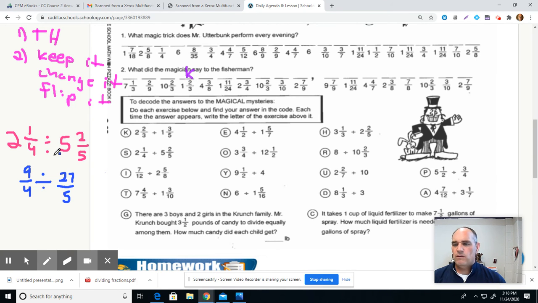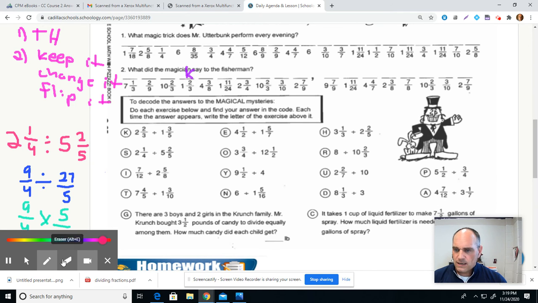And I do that every time I multiply or divide fractions. Now, since I'm dividing fractions, and I really can't divide fractions, we keep it, change it, flip it. So here we go. We're going to keep it, so this becomes 9/4. We're going to change this to multiplication. And then we flip this upside down, which is 5/27. See if we can cross cancel here. Nothing goes into 4 and 5. 9 and 27, though. 9 goes in there once. 9 goes in there 3 times.